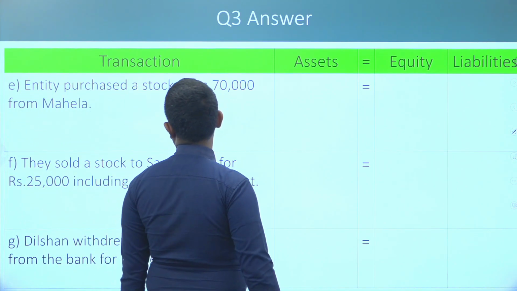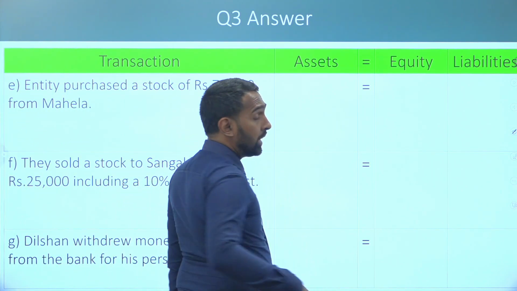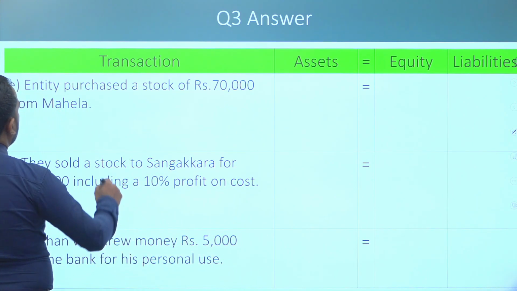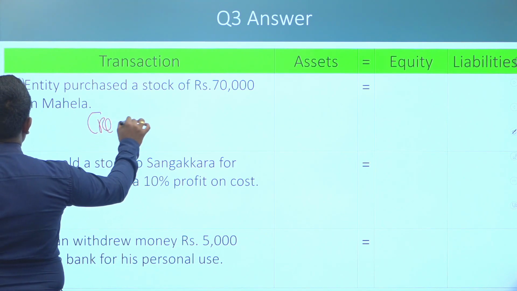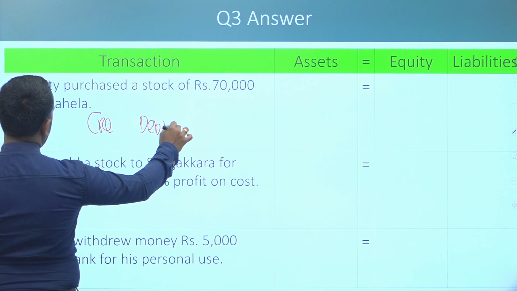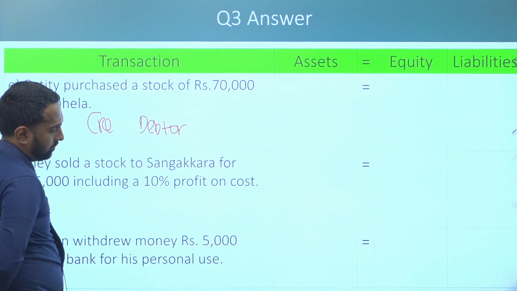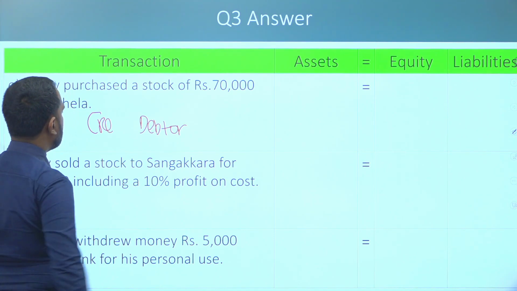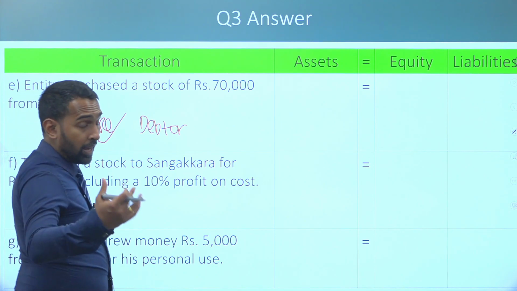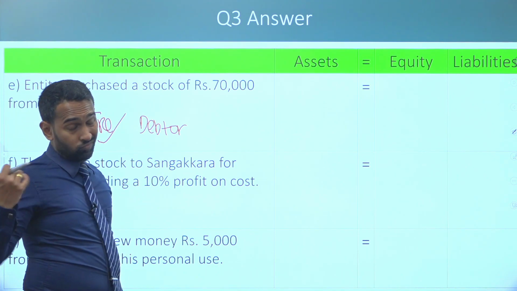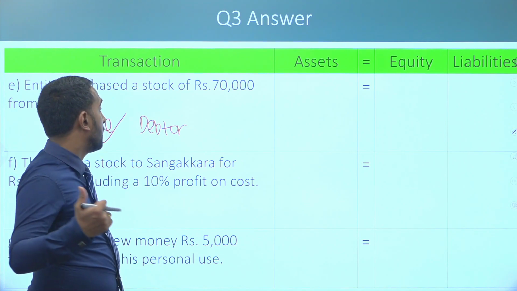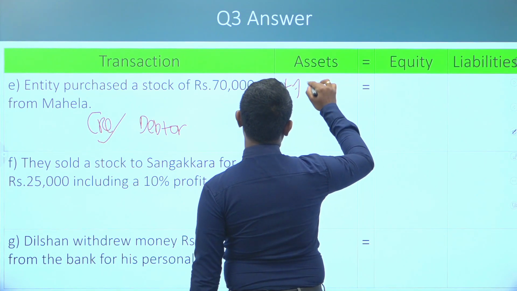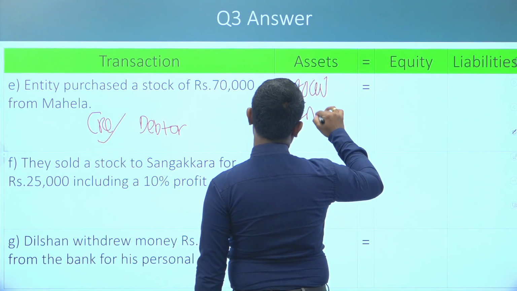Entity purchased stock of rupees 70,000 from Mahela. Now Mahela, you guys have to tell me, is he a creditor or a debtor? Yes, Mahela is a creditor, he is a supplier. From Mahela we are purchasing items and we have a liability towards him, right? So the entity has purchased 70,000 worth of stocks. My inventory goes up by 70,000.